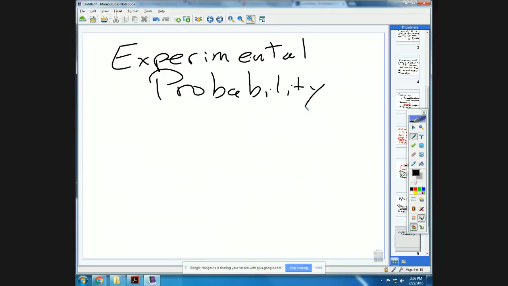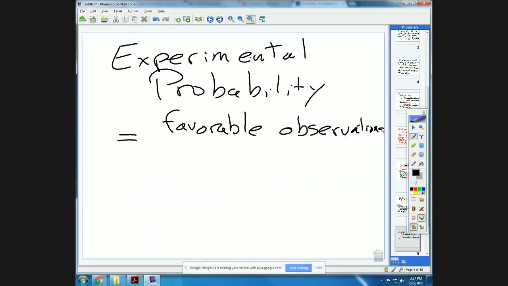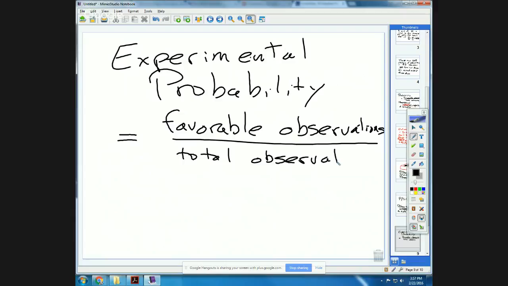So the example I was going over earlier was me shooting free throws. And so in this case, to define probability, it's going to be equal to favorable, not outcomes, but observations, over total observations. Similar idea, but slightly different.